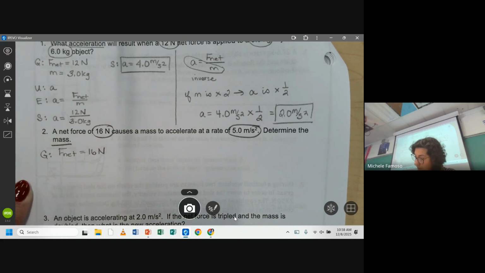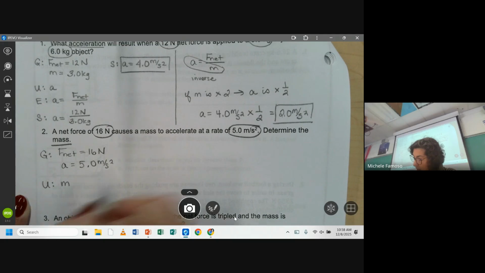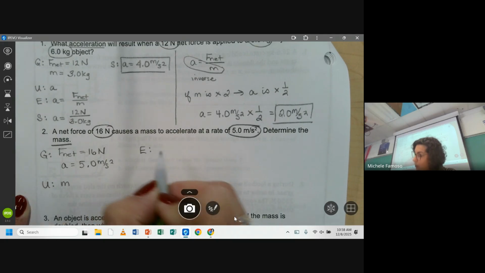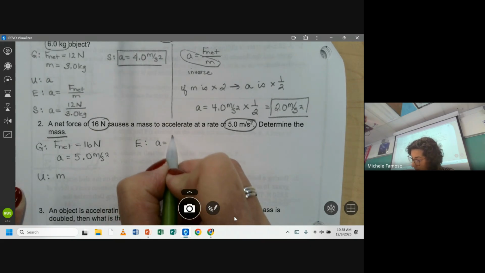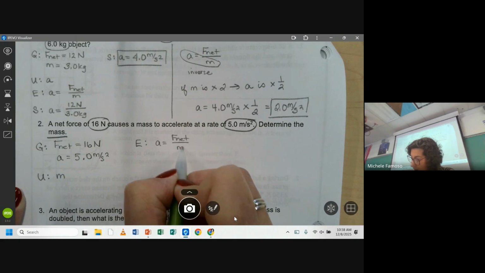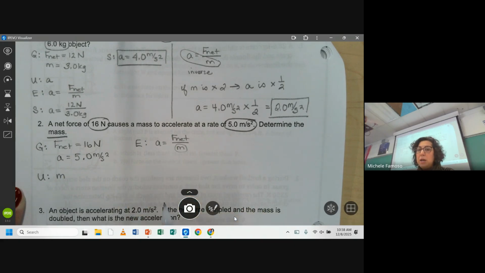Nate, another given? So a is 5.0 meters per second squared. Hudson, what's my unknown letter? Lowercase m. Lila, what equation should we start with from our reference table? That's right. Now, it is not solved for m, so you have to do the algebraic manipulation to get m by itself. Colin, do you know what that equation for m is going to look like?